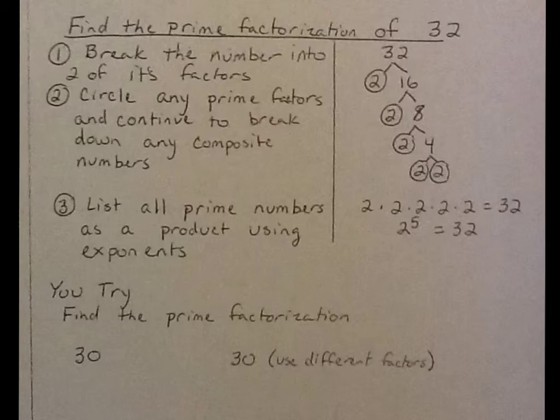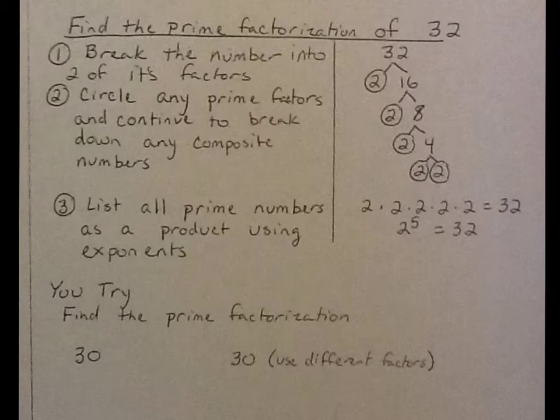Okay, and then when you're done, you're going to write out all the prime factors that you get. So here we had 2, we got 1 there, another one, another one, another one, and another one. So we wrote 2 times 2 times 2 times 2 times 2. And if you multiply those all back together, you should get the number you started with.